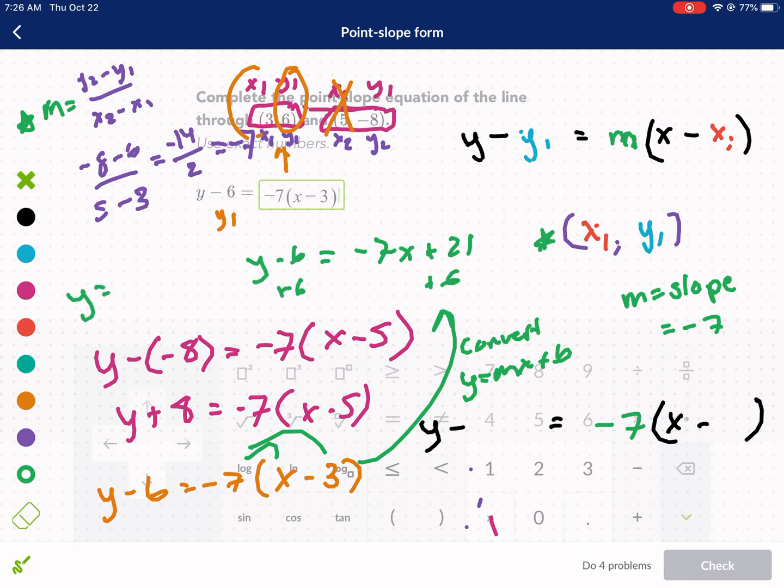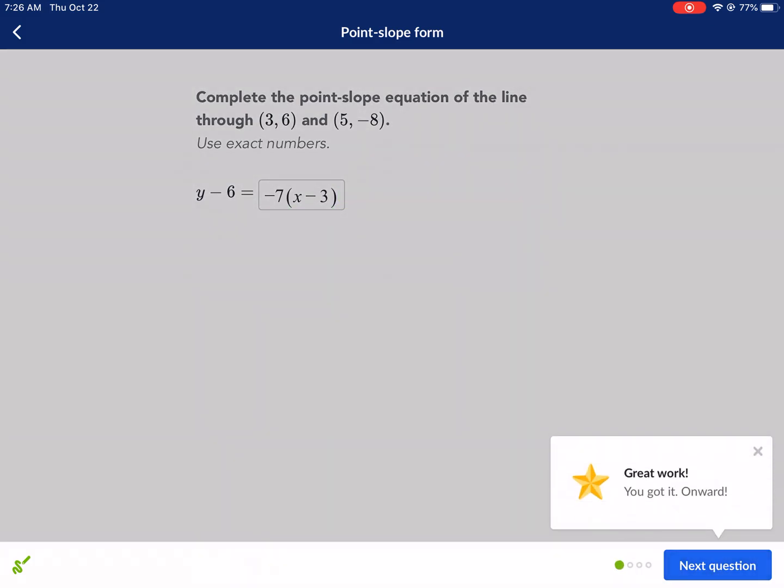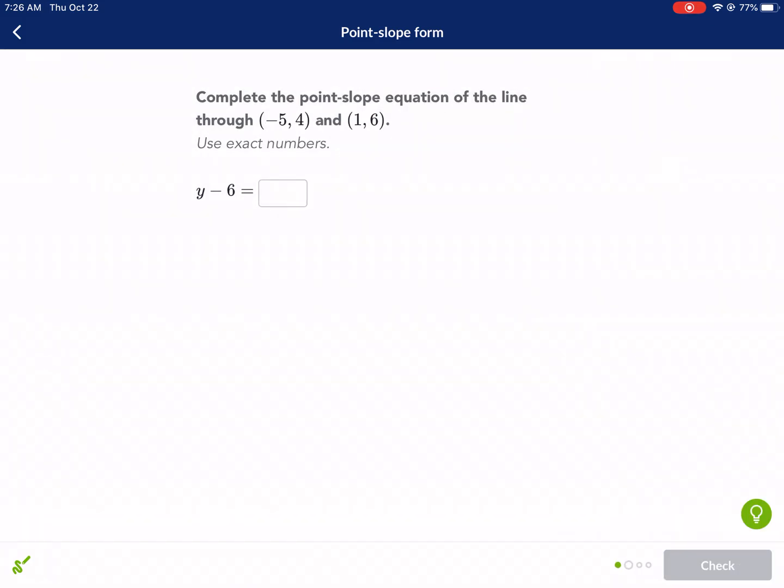You'd get y equals negative 7x plus 27. So you can see we can easily convert it into both forms, okay? But I just wanted to show that point slope form is useful for different things. So we're going to check. All right, next question. Same deal, but look here.